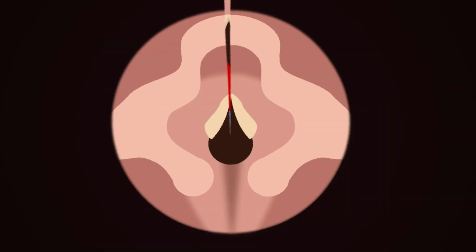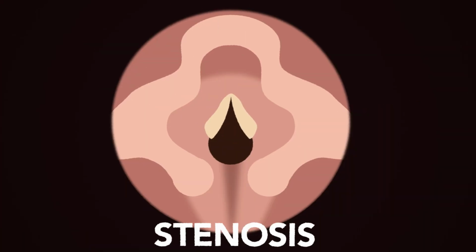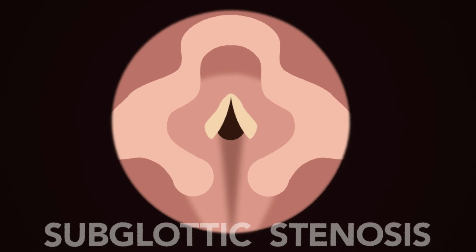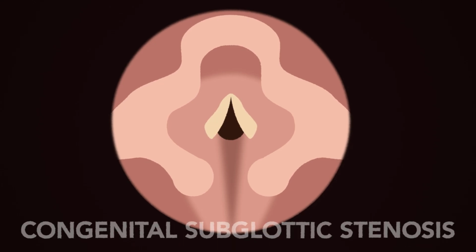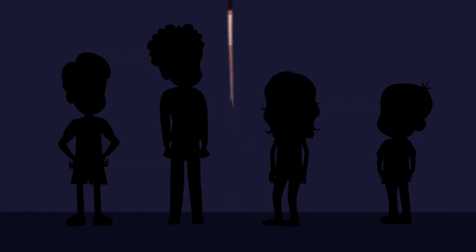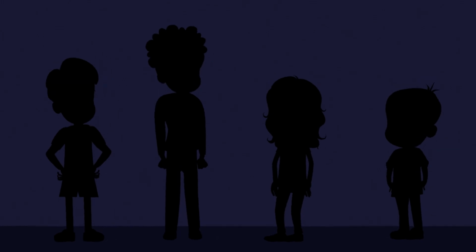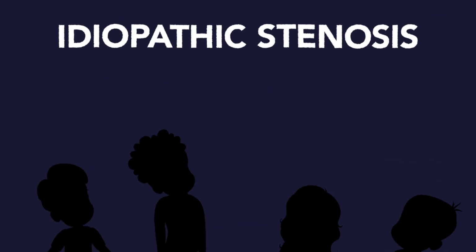The most common cause is a narrowing called stenosis from a history of intubation, which causes trauma and scarring. Narrowing that occurs just before the vocal cord is called subglottic stenosis. While most often caused by airway trauma and scar formation, this may also be present at birth in some rare cases. Lastly, there is a group of people, often older children or adolescents, without a known cause of stenosis. This is called idiopathic stenosis.